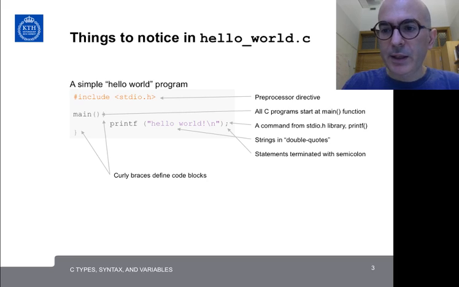The sequence \n in C means a new line character. That means that when printed, it advances the output to the left margin on the next line. Note that the \n represents only a single character. \n is an example of an escape sequence. It provides a general mechanism for representing hard-to-type or invisible characters. Among the others, it provides \t for tab and \b for backspace. Finally, in C, individual statements are terminated by semicolons.